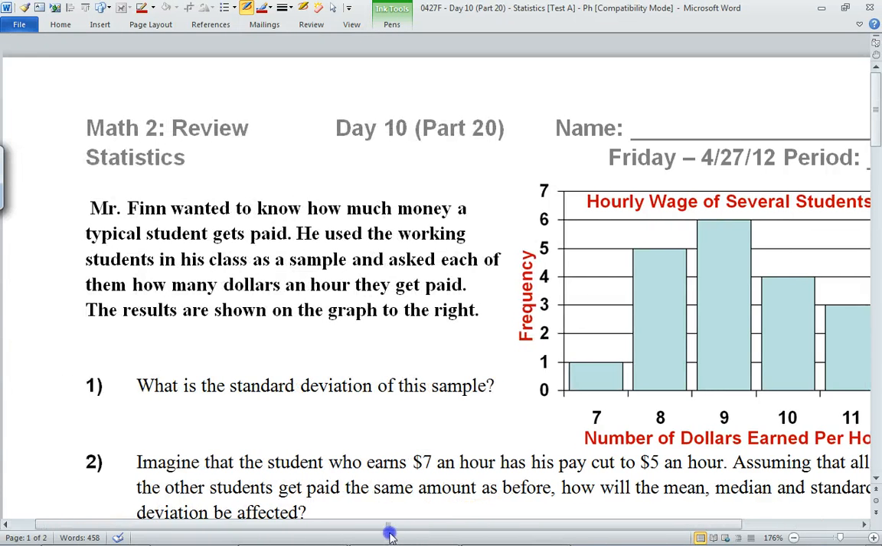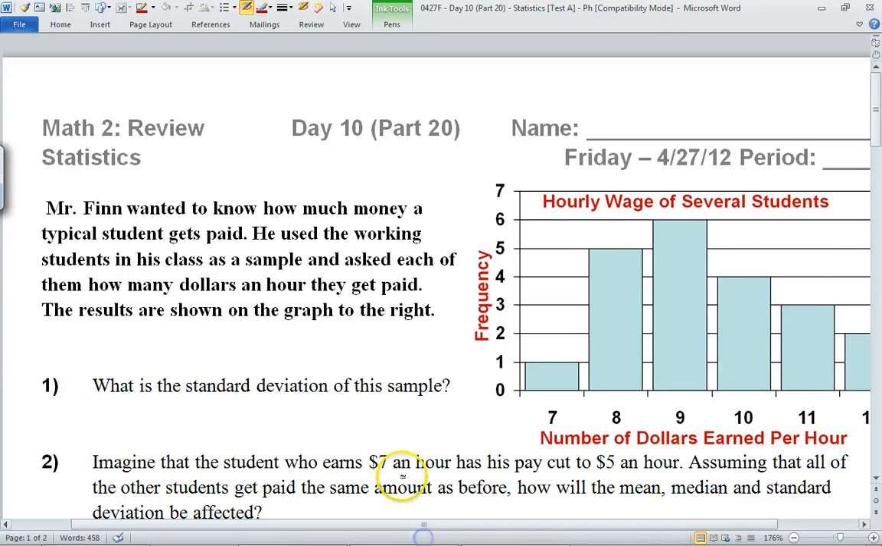Okay, problem number 1. Mr. Finn wanted to know how much money a typical student gets paid. He used the working students in his class as a sample and asked each of them how many dollars an hour they get paid. The results are shown on the graph to the right. What is the standard deviation of this sample?